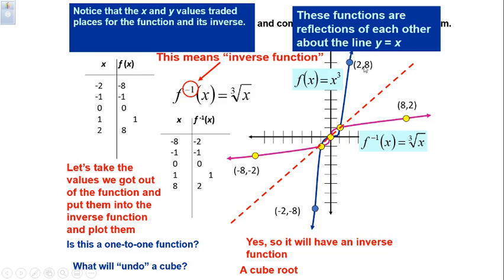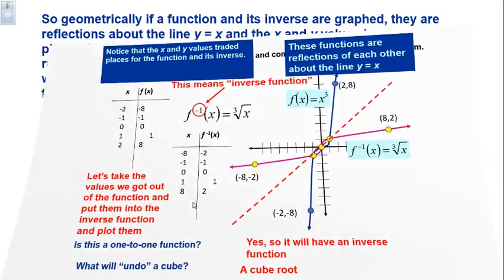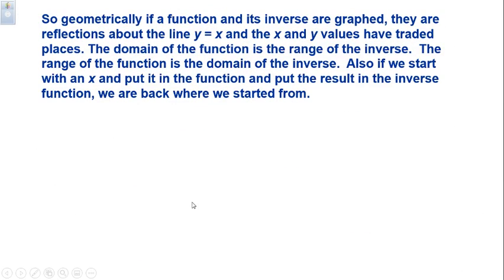And basically what's going on is you're switching x and y. The xy becomes yx. What is the x value for one function becomes the y value for the corresponding inverse function. So geometrically, if a function and its inverse are graphed, they are reflections about the line y equal to x, because the x and y values have traded places. So the domain of a function will now become the range of its inverse, and the range of a function will now become the domain of its inverse. So if we start out with an x as an input to one function, that will become the result in the inverse.